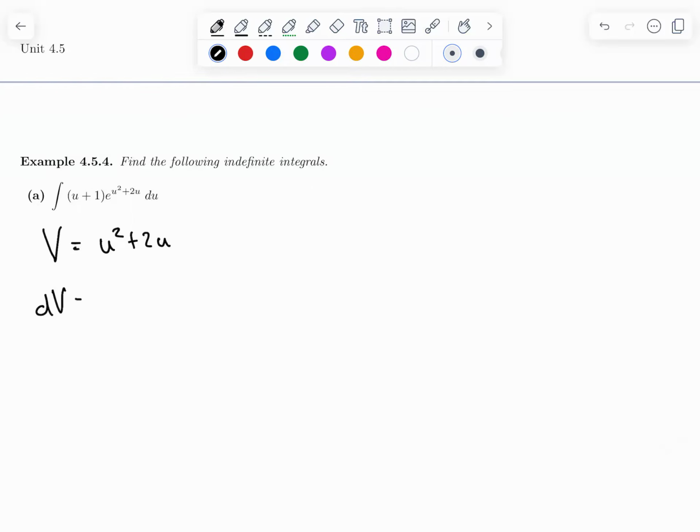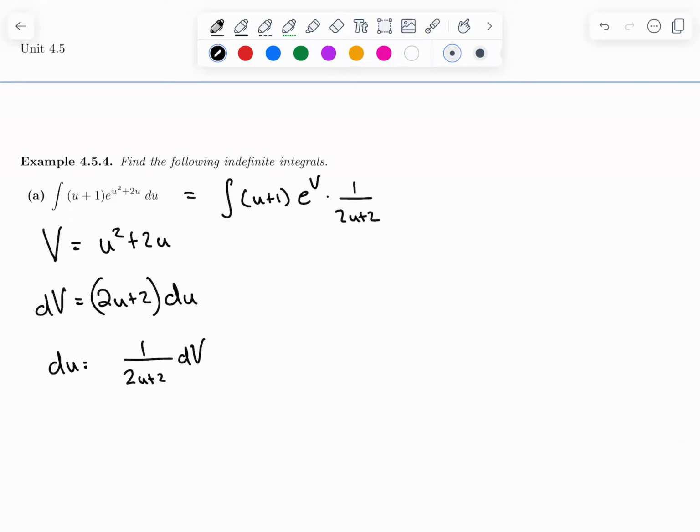That would mean dV is equal to the quantity 2u plus 2 multiplied by du. Then solve for du, and you get du equals 1 over 2u plus 2 dV. So this equals the integral of u plus 1, that hasn't changed, times e to the V times 1 over 2u plus 2 dV. It doesn't look like it cancels yet, but it does. There is a nice factor of 2 that can be brought out front, and then the u plus 1s cancel.